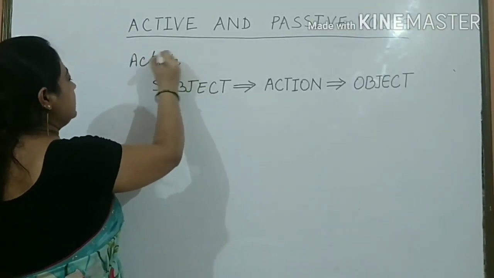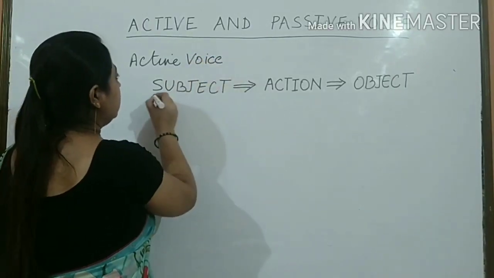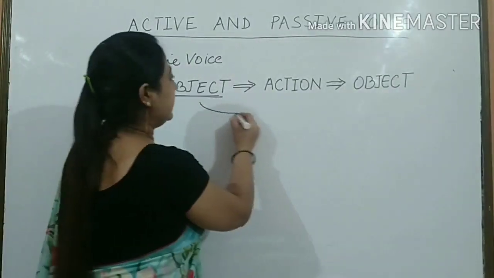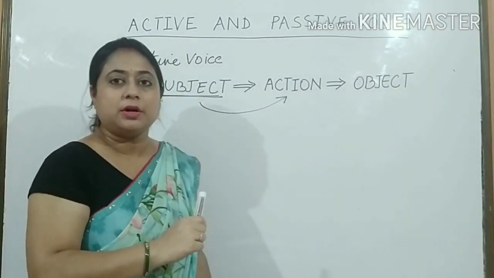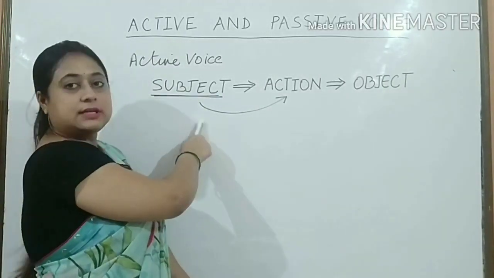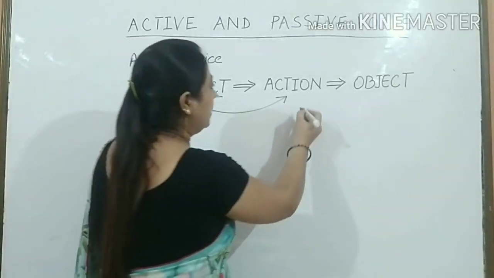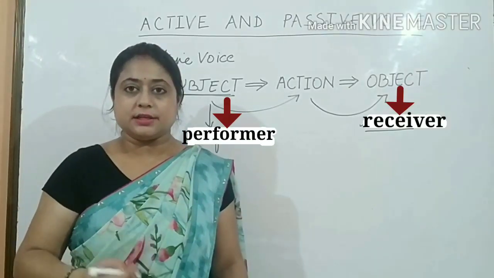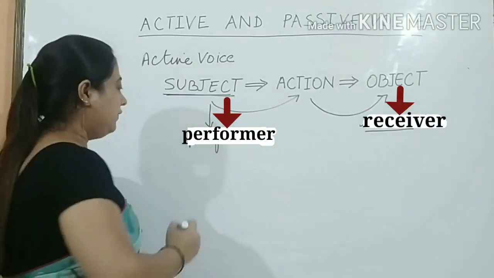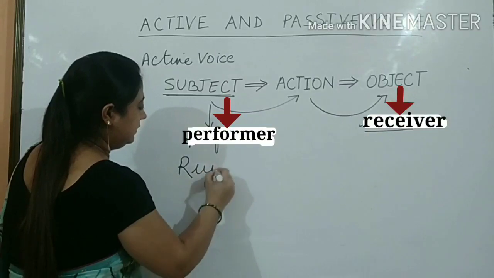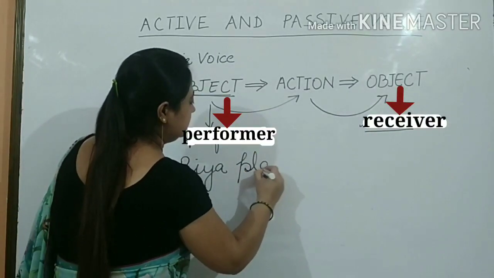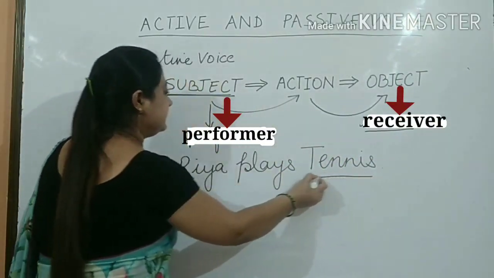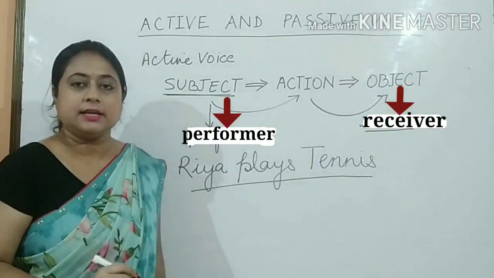So, in active voice, what we see is that the subject in the sentence performs the action. So, who is the performer of the action in the active voice? The subject, and the object is the receiver of the action. Let's understand it in a better manner through an example. For example, if I write here, Riya plays tennis. So I have written a sentence, Riya plays tennis.